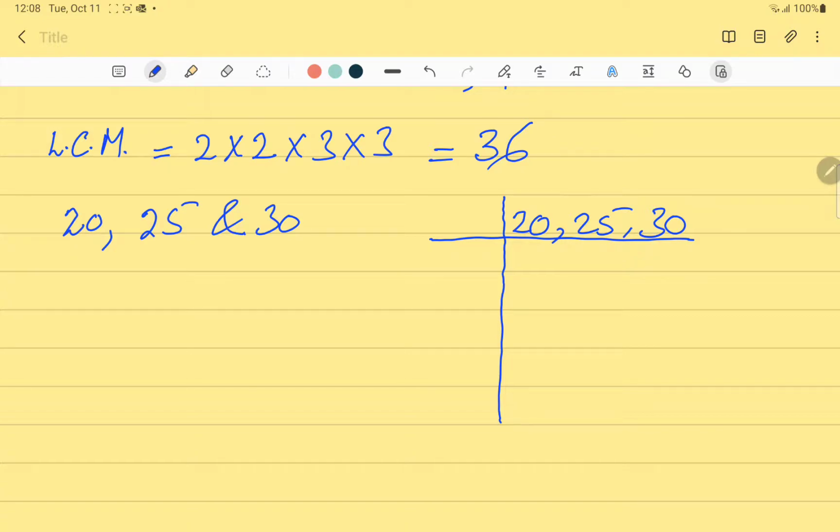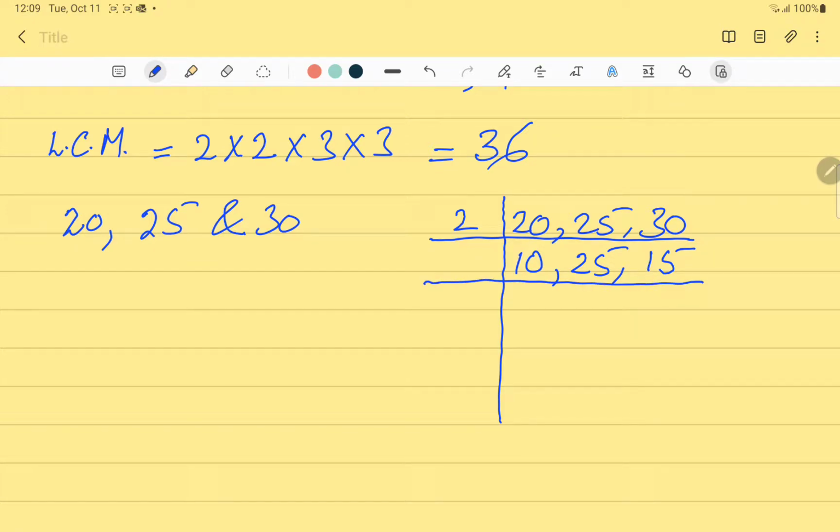Now we will divide these numbers by prime numbers starting with 2. So let us check if any of these numbers is divisible by 2. 20, yes, it is divisible by 2. 25, not divisible by 2. 30 is divisible by 2. So we will go ahead and write 2 here. 2 10s are 20. 25 we will write as it is. And 2 15s are 30.